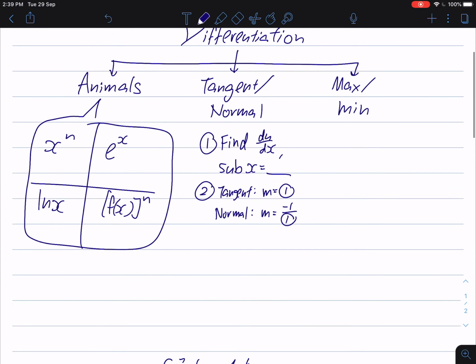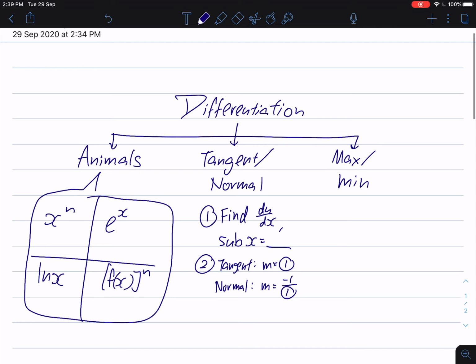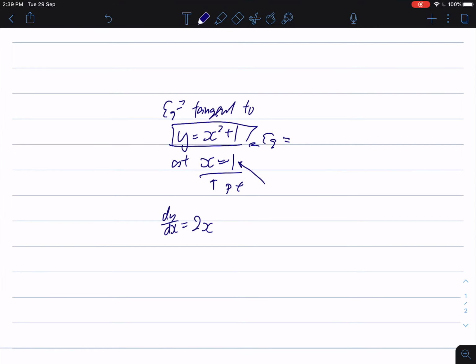So apply step 1. Step 1 says find dy/dx. I will apply dy/dx. x squared becomes 2x because power bring down, power minus 1. 1 becomes poof, nothing, because there's an x to the power 0 over there. 0 bring down, immediately everything is 0, cancel. Alright. In step 1 it says sub x equals to something. This something was what was given. In this case it was 1, x equals to 1. Two times 1, 2.